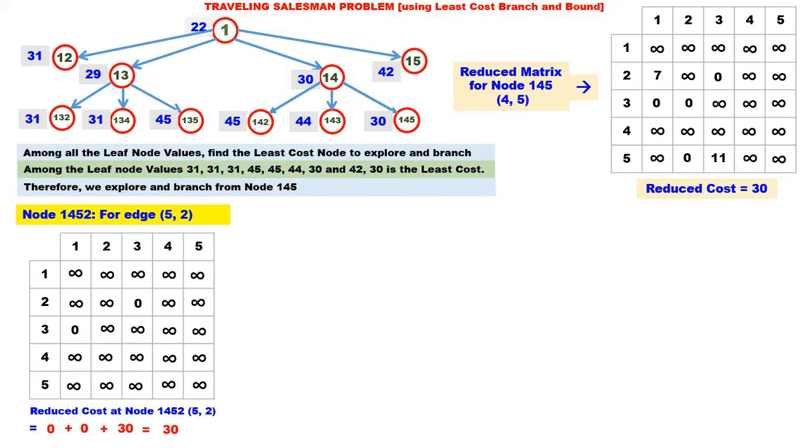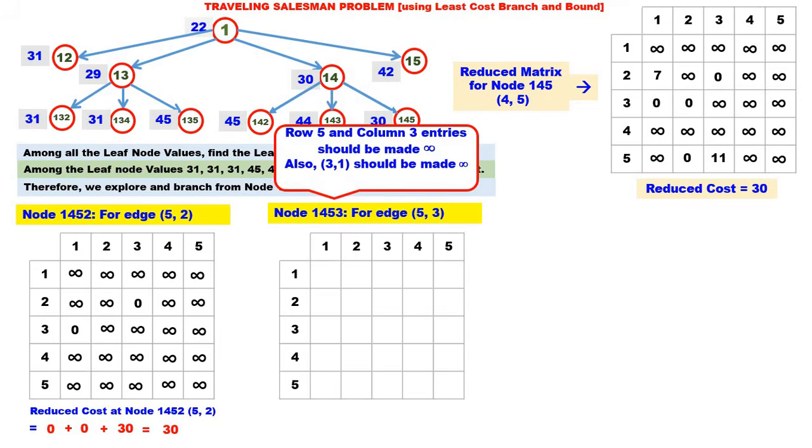Next, we should consider 1453. Second option. Row 5 and column 3 entries should be made infinity and 3, 1 should be made infinity. Yes, very good. Row 5, infinity. Column 3, infinity. 3, 1, infinity. Very good. Now, remaining elements you just copy down from the reduced matrix of 145.